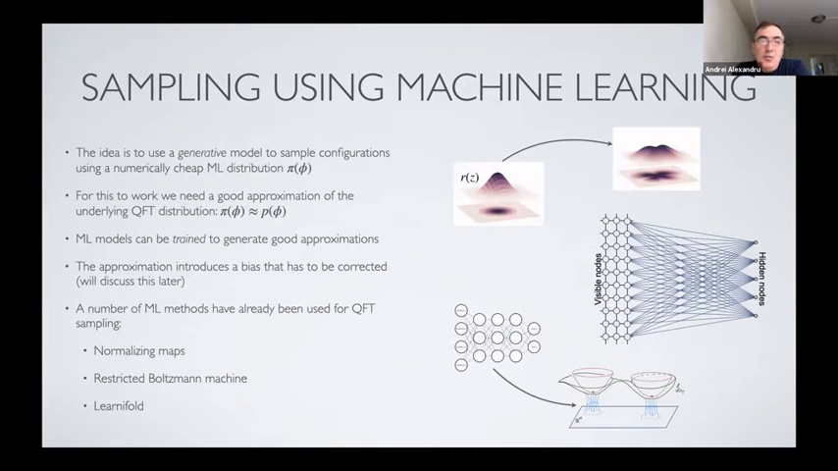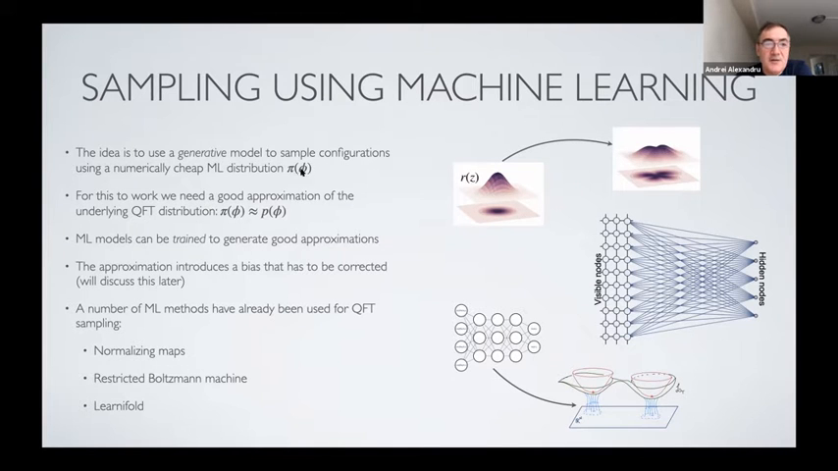So how to use machine learning for this? The idea would be to use a generative model for machine learning. What you want to do is use a numerical method to generate configurations. Of course, the configurations depend on the particular machine learning model you're using. And generically in this talk, I'm going to refer to the probability of generating configurations from the machine learning model as pi of phi.